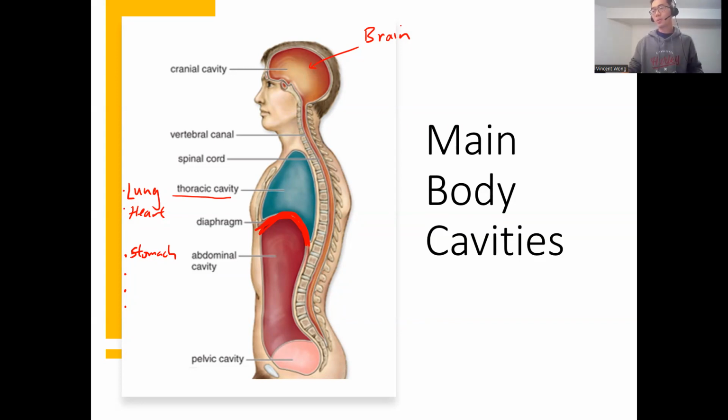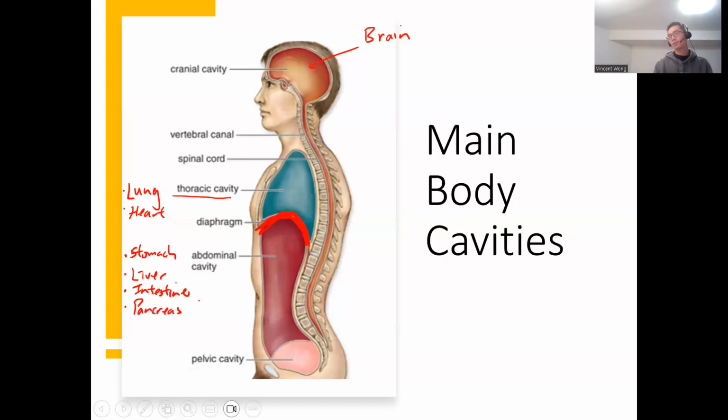What else do we have in the abdominal cavity besides the stomach? What's on the other side? Liver. The liver. Very good. Maybe a couple more things. Intestines. Good. Just one more. What's in there? Pancreas. You guys got it. Very good. Okay, that's the abdominal cavity.